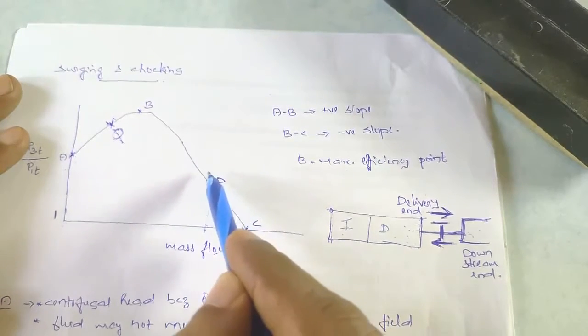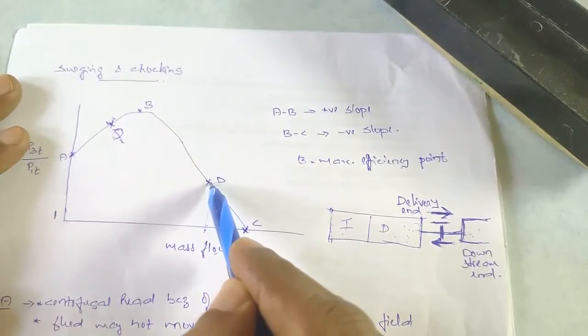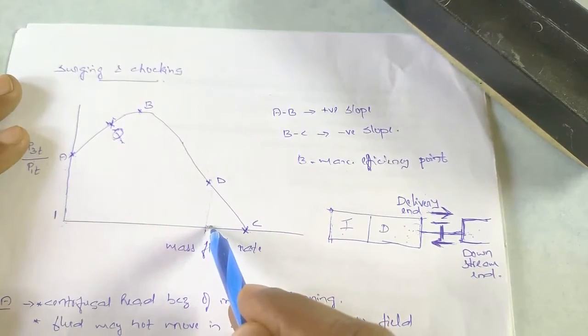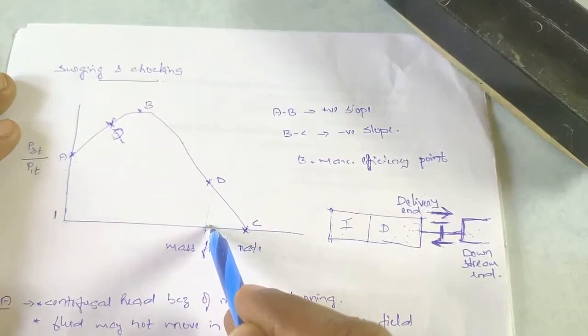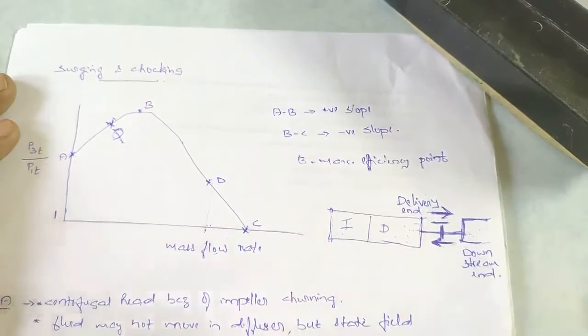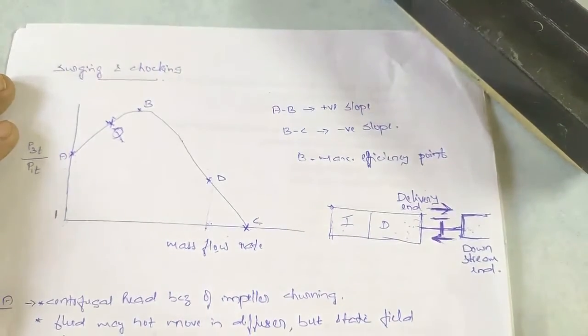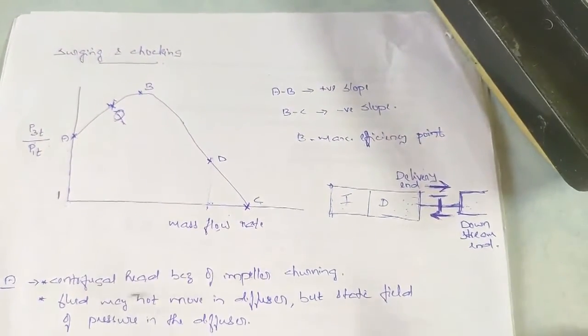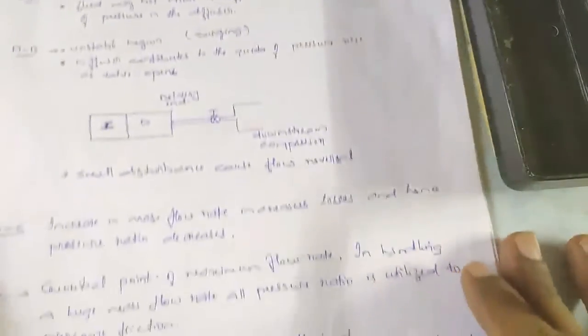So D represents the choking point, and the mass flow rate corresponding to point D will be the maximum mass flow rate possible. It will not be C. C is only a theoretical point. So that is about surging and choking, two important phenomena. Very important.